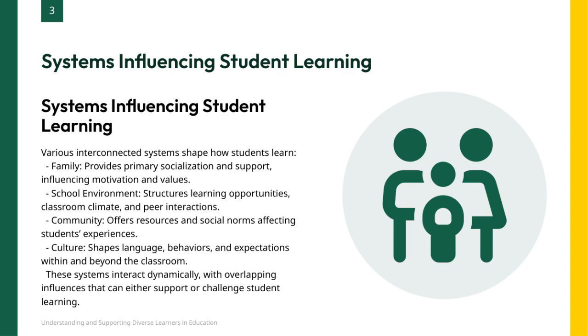Beyond the school, the community also matters. It offers resources, supports, and sets social norms that impact students' daily experiences. Lastly, culture influences language, behaviors, and expectations both inside and outside the classroom. Importantly, these systems don't operate in isolation. They overlap and interact in complex ways, sometimes reinforcing each other to support learning, and other times presenting challenges that we need to understand and address.